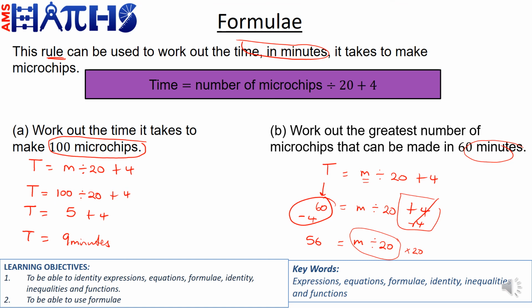And because we multiply the right by 20, we'll have to multiply the left by 20 as well. So when we multiply the right by 20, the 20 will cancel to leave you with M, and then we're going to multiply 56 by 20. This is going to give us 1120. So the number of microchips that we can make in 60 minutes is 1120.